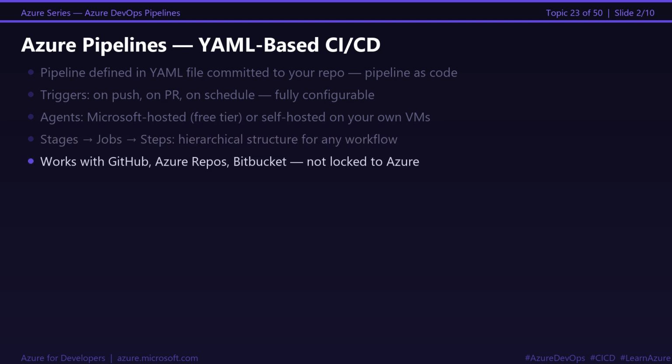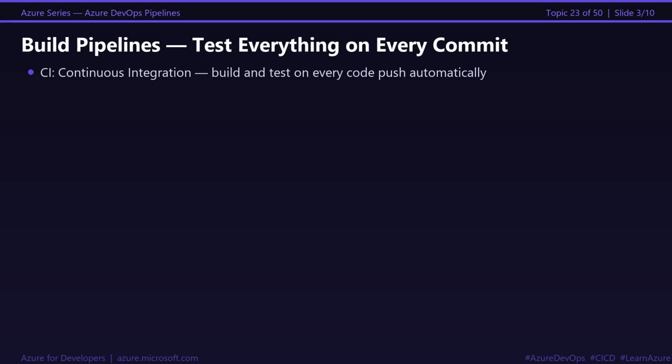And here is the part that surprises most people. Azure Pipelines works with GitHub repositories, not just Azure repos. You do not have to move your code. Connect your GitHub repo and Azure Pipelines handles the rest. The build pipeline runs every time someone pushes code.